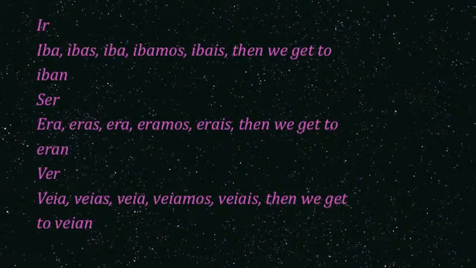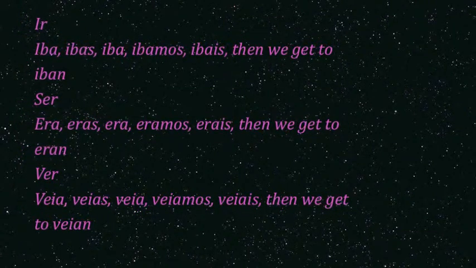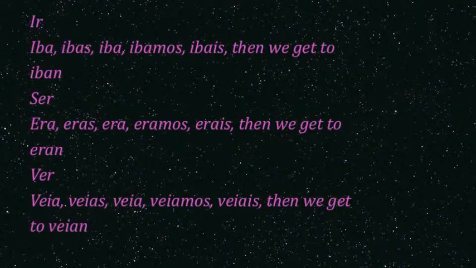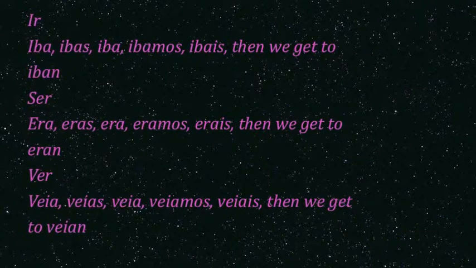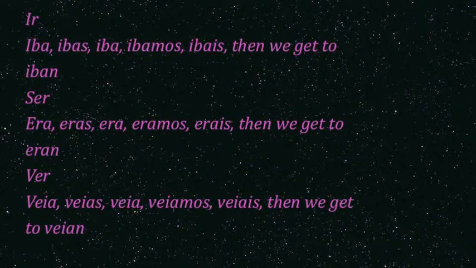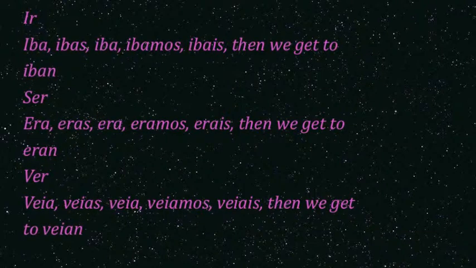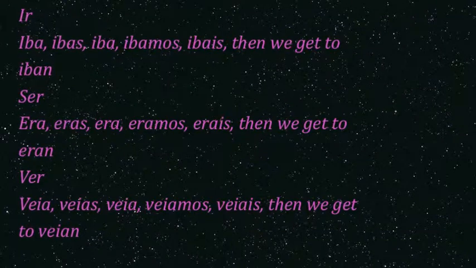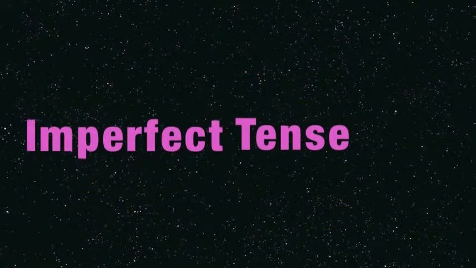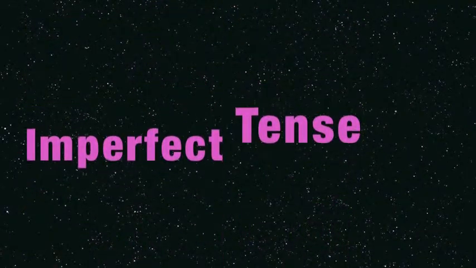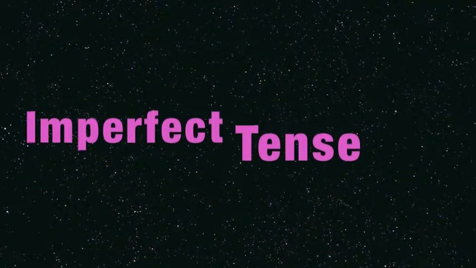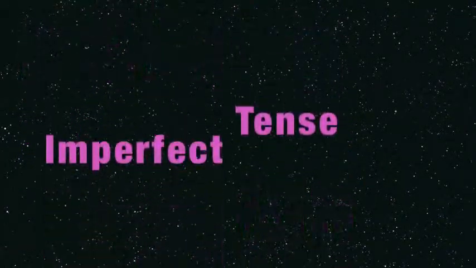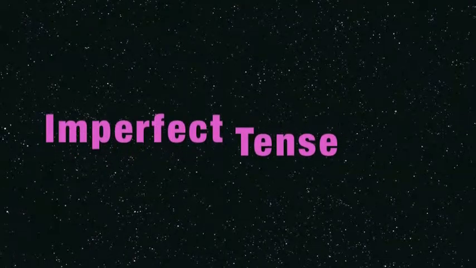Iba, ibas, iba, ibamos, ibais. Then we get to iban. Era, eras, era, eramos, erais. Then we get to eran. Via, via, via, viamos, viais. Then we get to vian. Imperfect tense, imperfect tense. Imperfect tense, imperfect tense. Imperfect tense, imperfect tense. Imperfect tense, imperfect tense.